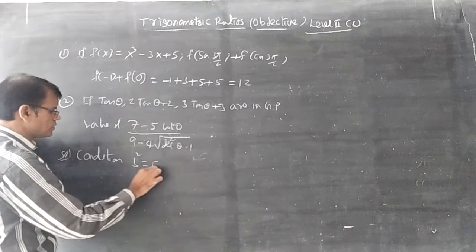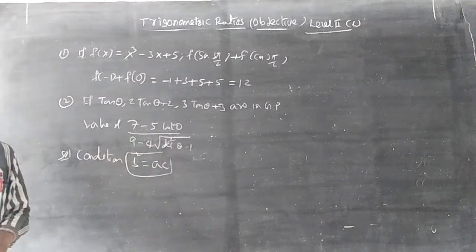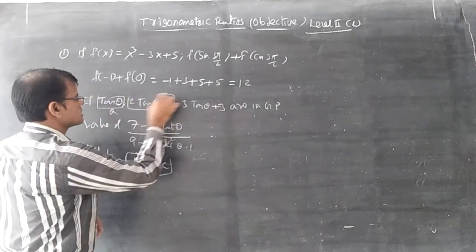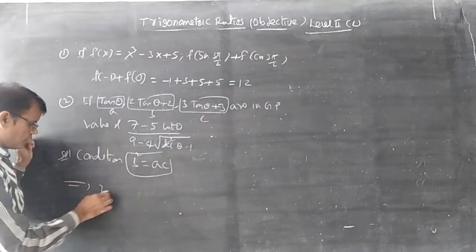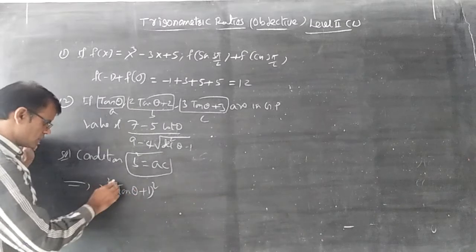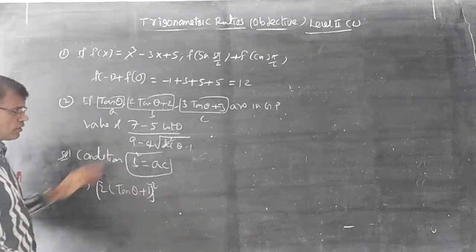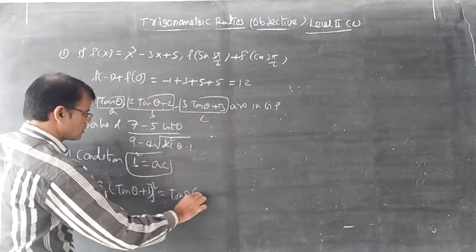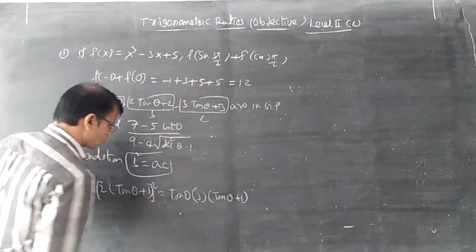The condition I am making you remember is that B square is equal to AC. Why? Because if A, B, C are in GP, then B square is equal to AC. Here A is the first term, B the second term, and C the third term. So apply B square equals AC. You can take 2 common: 2 into tan theta plus 1 whole square. Of course 2 tan theta plus 2 whole square equals AC. So tan theta into 3 taken common, you can write tan theta plus 1.